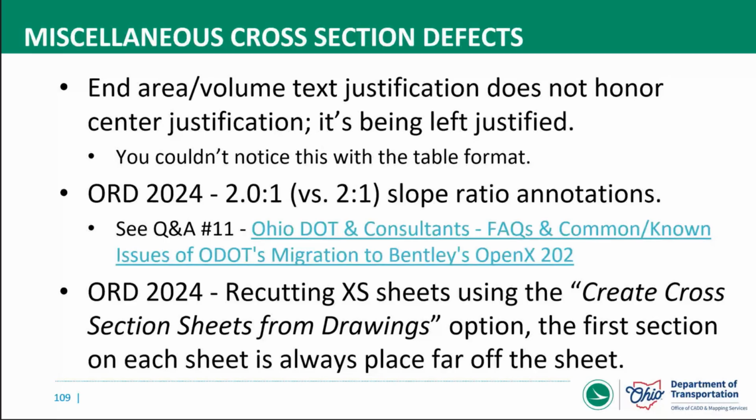We found when we submit, and I think it was related to those two cases I was just talking about, if you added some sections in 2024 and then you go and use the create cross-section sheets from drawings, so you just do the sheets, not all the drawings again, it's placing that first section way out in space. If you just change the reference and move it back onto the sheet, it's fine, but you'll see that if you have hundreds of sheets, I'm sure it's a pain, but it seems to only be if you're recutting them.